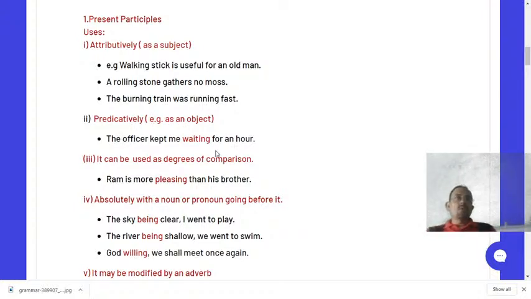So, the officer kept me waiting for an hour. So waiting is used after which word? It is used after me, which is an object. Therefore whenever an ing word is used predicatively after an object, then this ing becomes a present participle. So always remember that a present participle is also used predicatively as an object. So here in this example, waiting is used after me, which is an object. After the object it is used, therefore it is used predicatively. So this particular use also you remember.